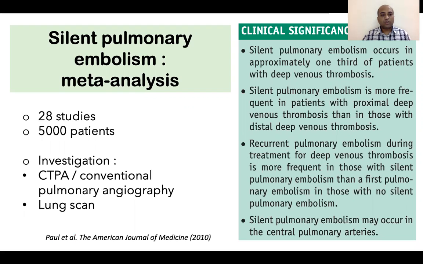This meta-analysis of 28 studies involving more than 5,000 patients, where they actively searched for pulmonary embolism either by CTPA, conventional pulmonary angiography, or lung scan, has shown that in one-third of cases of deep vein thrombosis, there is evidence of silent pulmonary embolism. And silent pulmonary embolism is more common in proximal venous thrombosis, and it also leads to recurrent pulmonary embolism because these patients are not identified and not treated. And because they are silent, that does not mean they are all small emboli. They may involve the central pulmonary artery also.